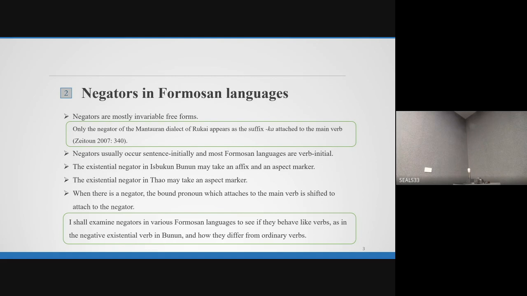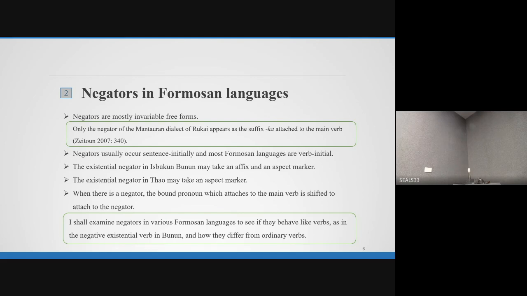The existential negator in this language may take a focus marker and an aspect marker. So it behaves just like a verb. We can say that it's a verb. The existential negator in Tao may also take an aspect marker. Usually, if a word can take an aspect marker, it is a verb. When there is a negator, the bound pronoun which attaches to the main verb is shifted to attach to the negator.